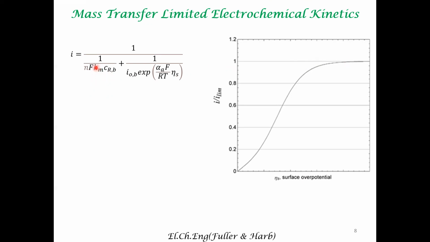So Km is mass transfer coefficient, that's a constant term. Bulk concentration, that's a constant term. These two are, of course, constant. Okay. So what you see is the limiting current. If you normalize I by this particular quantity, this is called the limiting current density. The limiting current density is given by nF, mass transfer coefficient, times the concentration in the bulk. Okay. So that's what you observe here.